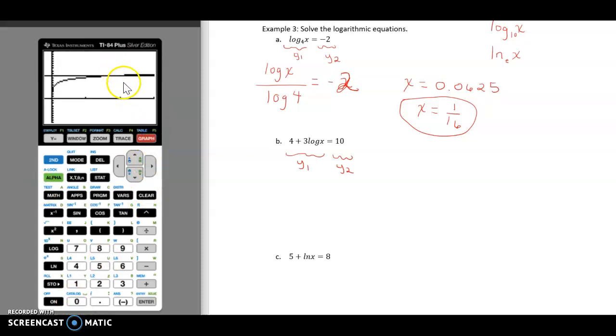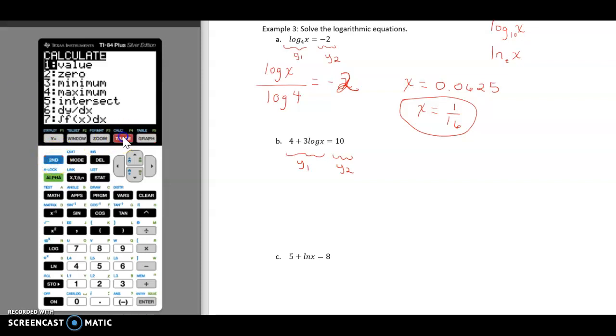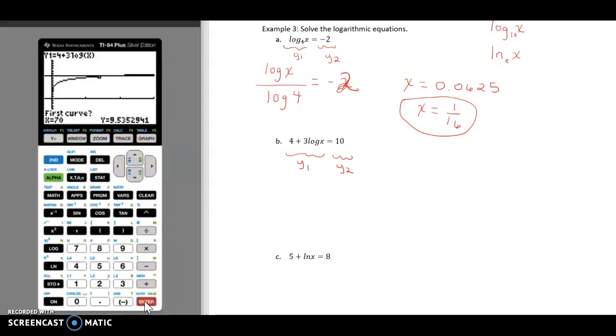Okay, I think that we see the intersection point. It's just really hard to tell because this graph is slowly increasing. So I'm going to go ahead and try it. We're going to press second, trace, go to option 5. So we're on the first curve. I'm going to move my cursor over to the right just to get a little closer to what looks like the intersection point. Press enter. Second curve, press enter again, and press enter one more time. And so our x value here is 100.